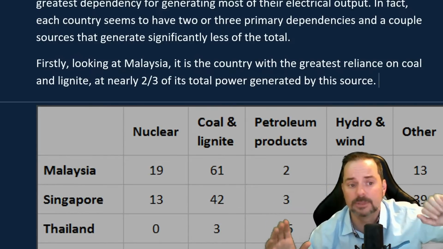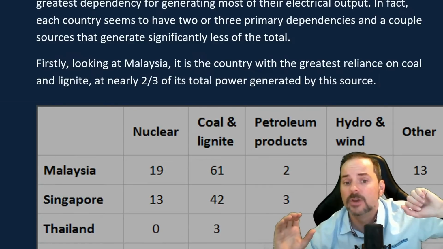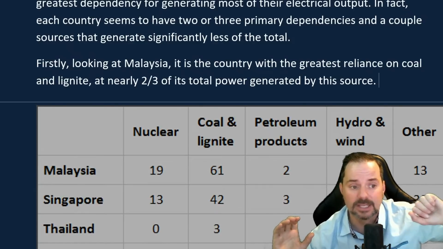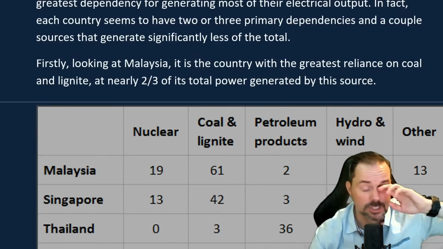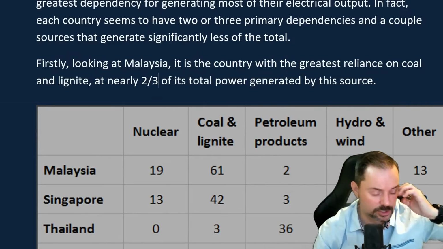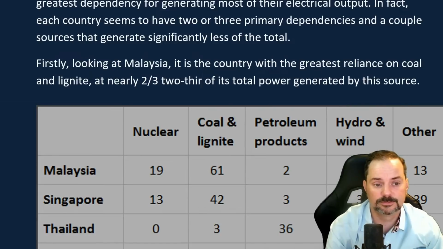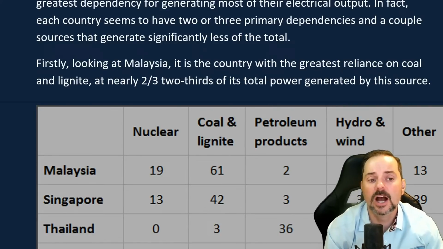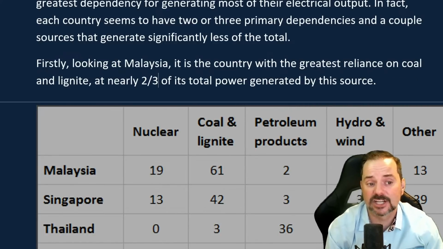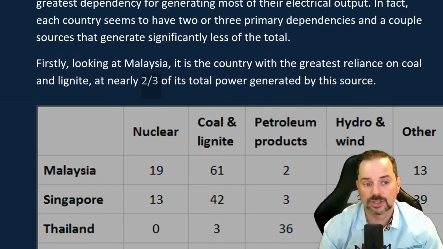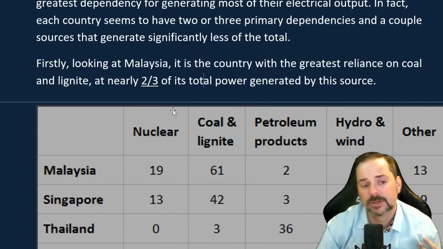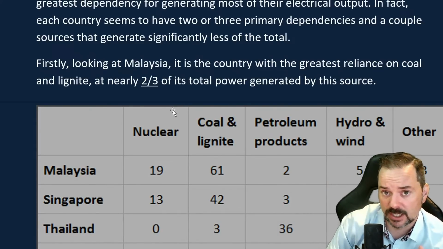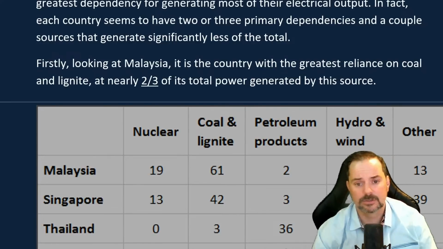So firstly, looking at Malaysia, it is the country with the greatest reliance on coal and lignite at nearly 2/3 of its total power generated by this source. Notice how I didn't write the words two thirds, so I didn't do this. I just wrote 2/3 as a fraction. Okay, this is called a fraction. And I wrote it as a fraction because I don't want to waste time when I can use numbers in data interpretation. Okay.